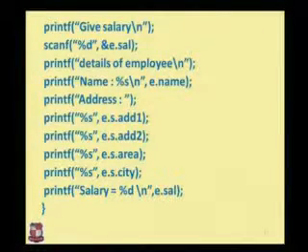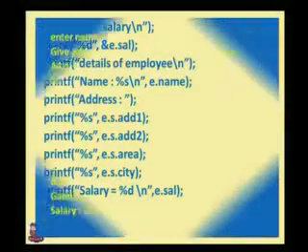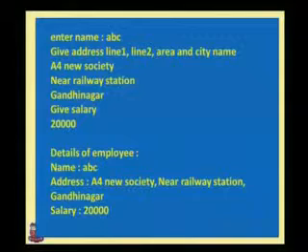Then printf salary e.sal. Why didn't we write e.a.sal? Because the salary is already available in the employee structure. So in the output we will get enter name ABC, line 1, line 2, area and the city name. A4 is line 1, new city is line 2, near railway station Gandhinagar, and if we give the salary, 20,000 is the salary.